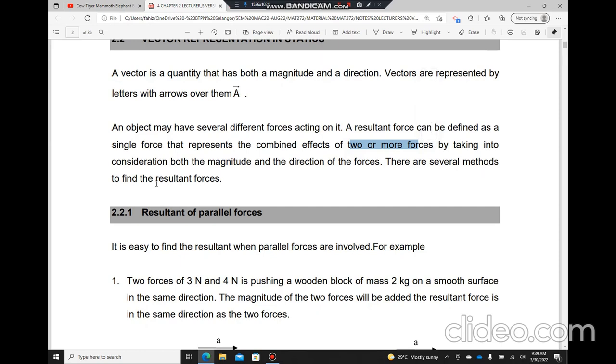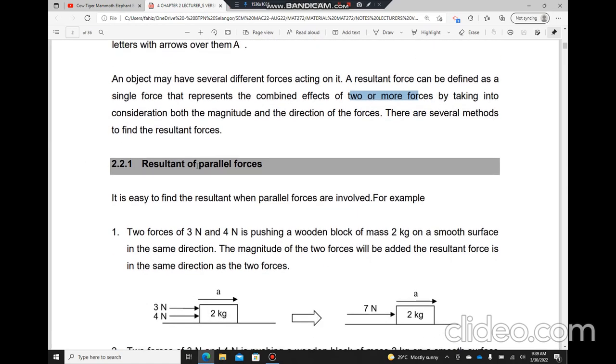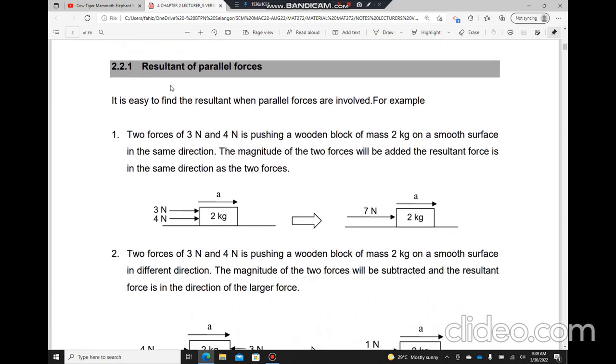There are several methods to find the resultant force. Okay, so dia ada banyak method untuk cari resultant force. Okay, so first kita tengok dulu resultant of parallel force. Okay, it is easy to find the resultant when parallel force are involved. For example, yang ni paling mudah sebab bila force awak dia parallel, so kita just add or subtract. Maknanya kita tambah ataupun tolak aja sebab direction dia sebab dia adalah parallel.